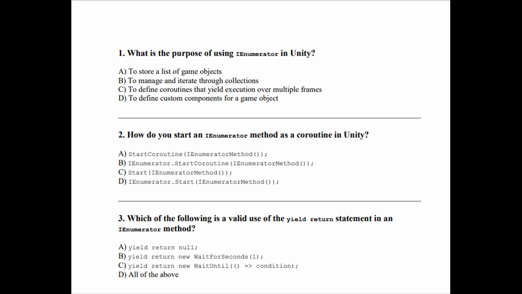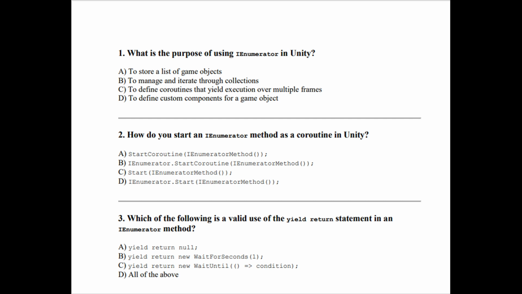For sure, there is some ambiguity between B and C, because the basic definition of enumerator is to manage and iterate. It's not basically to manage, it's basically just to iterate through a collection. So the management is something extra, and option C defines coroutines. Obviously in Unity we use enumerator to define coroutines that yield execution over multiple frames. So the correct answer that is most perfect for this question is option C.